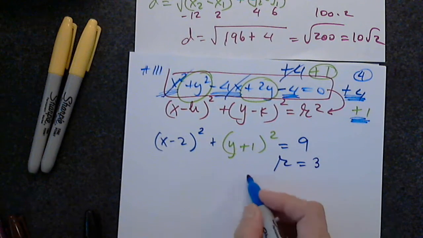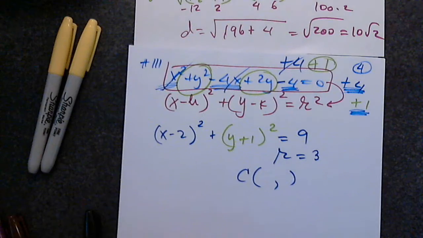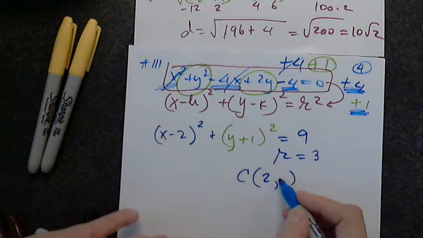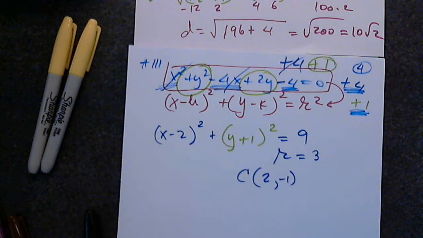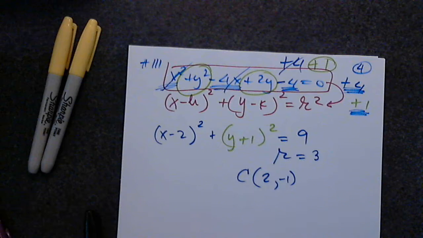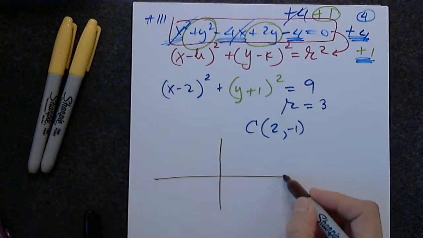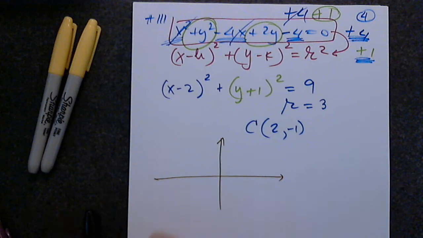3. Good. What is the center? Careful. 2. Exactly. Very good. 2, -1. And if we're asked to graph this, let's do it. We start with the center, (2, -1).